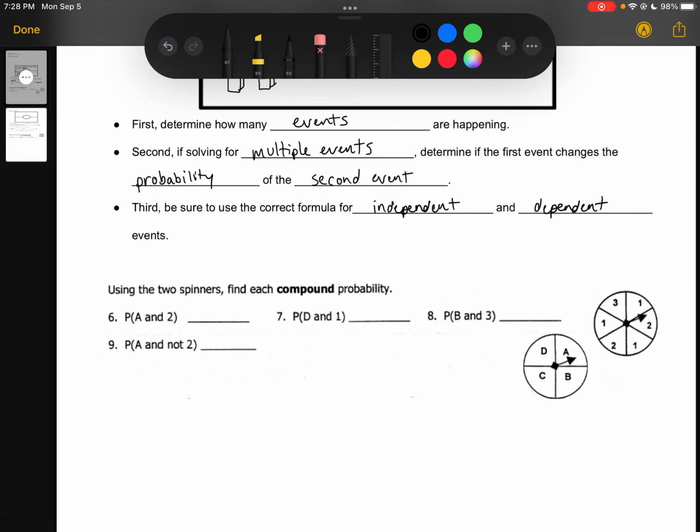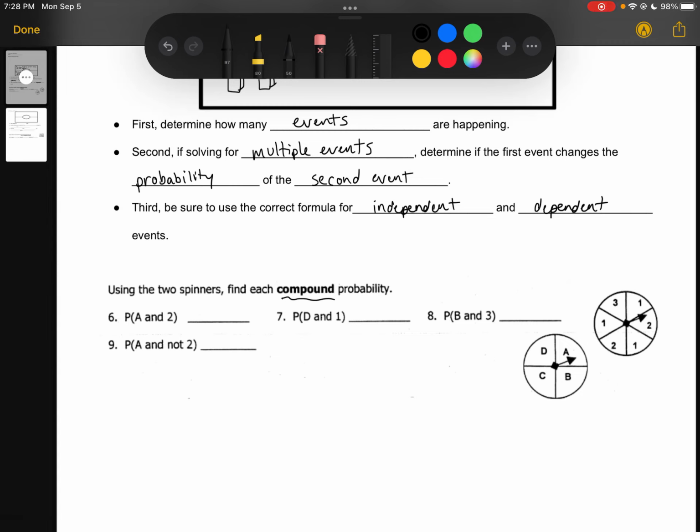Another great example of this is if you have two spinners. Spinning one spinner and then spinning a second spinner, they don't change anything about each other. The spinner is exactly the same before and after it's spun. So because of that, they're not being changed by the other one being spun. So if we take a look here using two spinners, we're finding the compound probability because we are trying to do two things at a time.